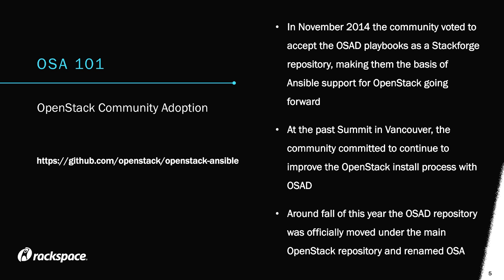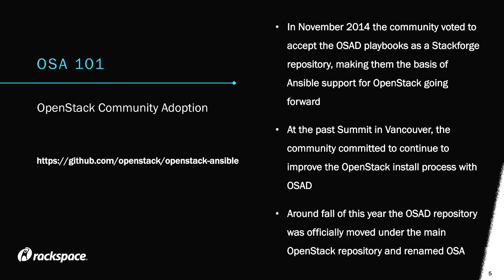We actually put it right out there on the StackForge repository on GitHub, and we left it out there for all in the community to be able to leverage. But again, back in that November 2014 time frame, it was around that time that the OpenStack community voted to accept those OSAD playbooks as a standard basis for deploying OpenStack using Ansible going forward. So what we had created at Rackspace was now accepted by the OpenStack community as something that was going to be adopted through the rest of the community as well.